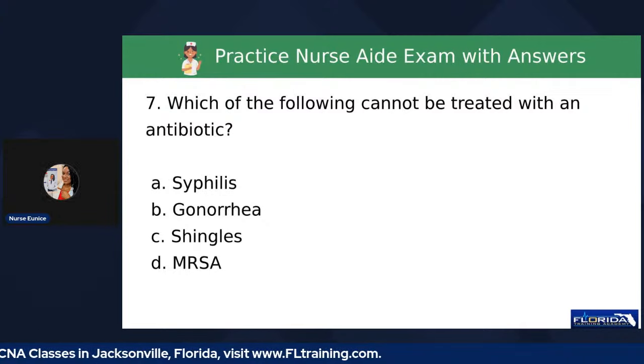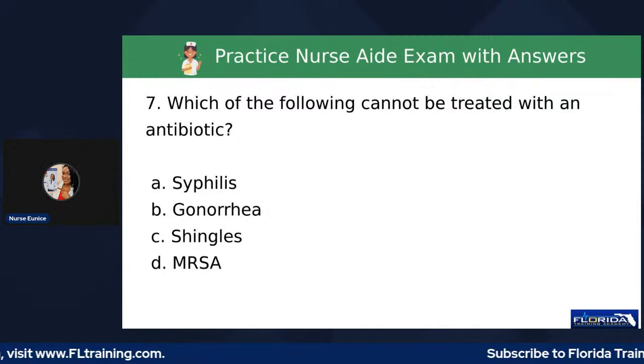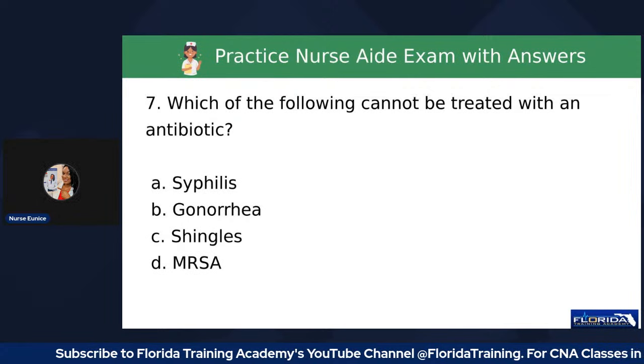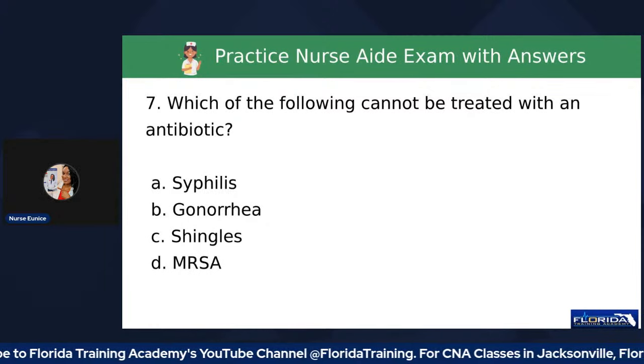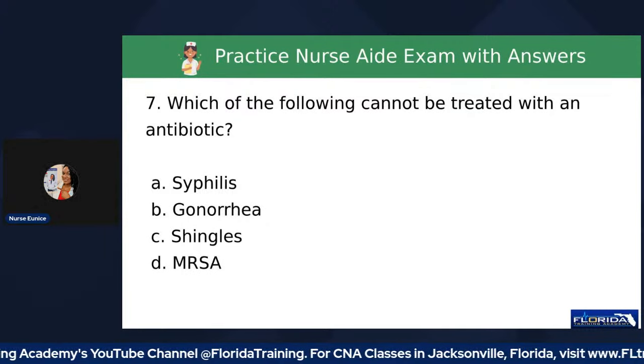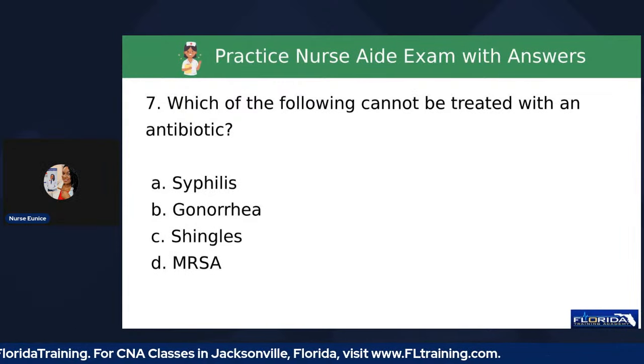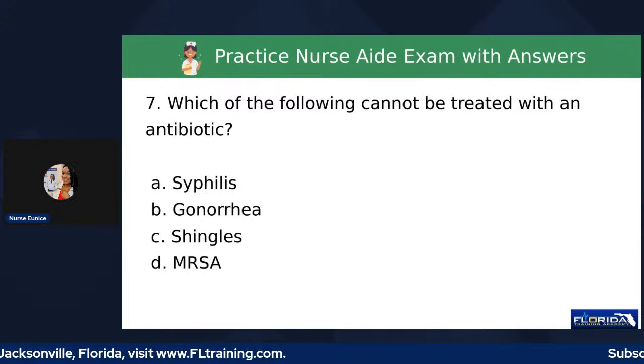Number seven, this one's a little tricky. Which of the following cannot be treated with an antibiotic? A, syphilis, B, gonorrhea, C, shingles, D, MRSA, M-R-S-A, which stands for methicillin-resistant staph aureus. Which of those cannot be treated with an antibiotic?